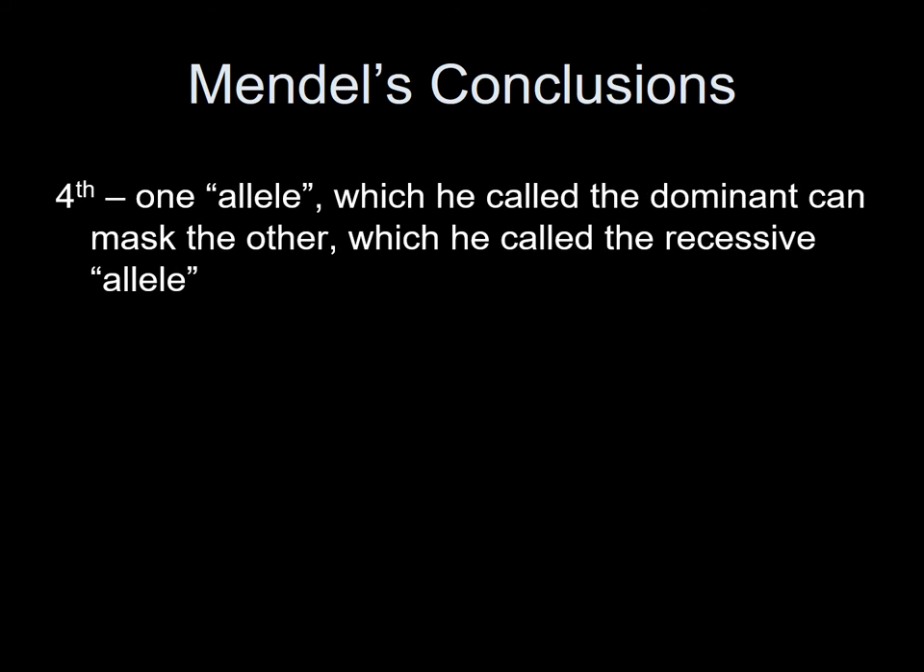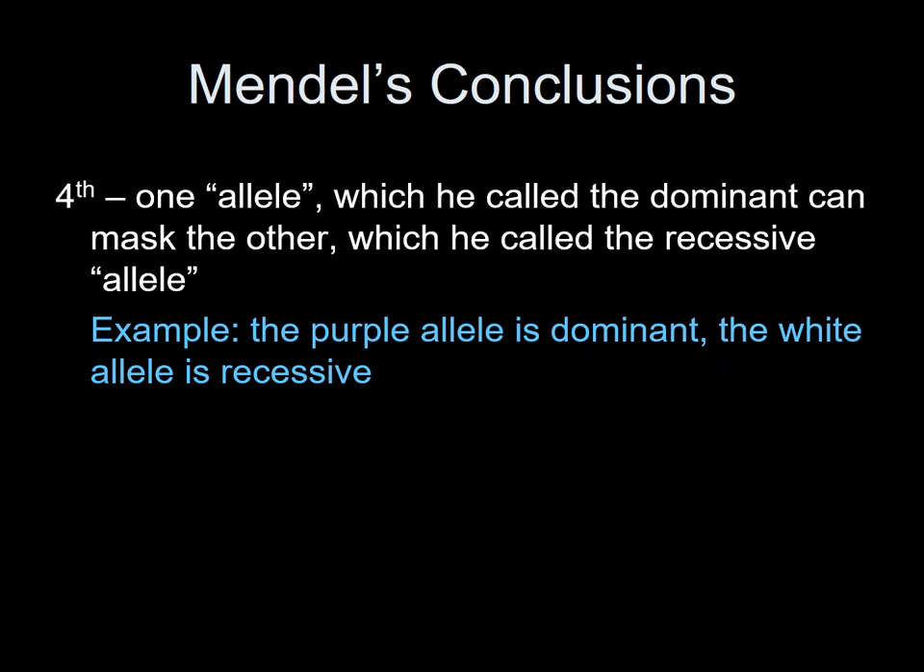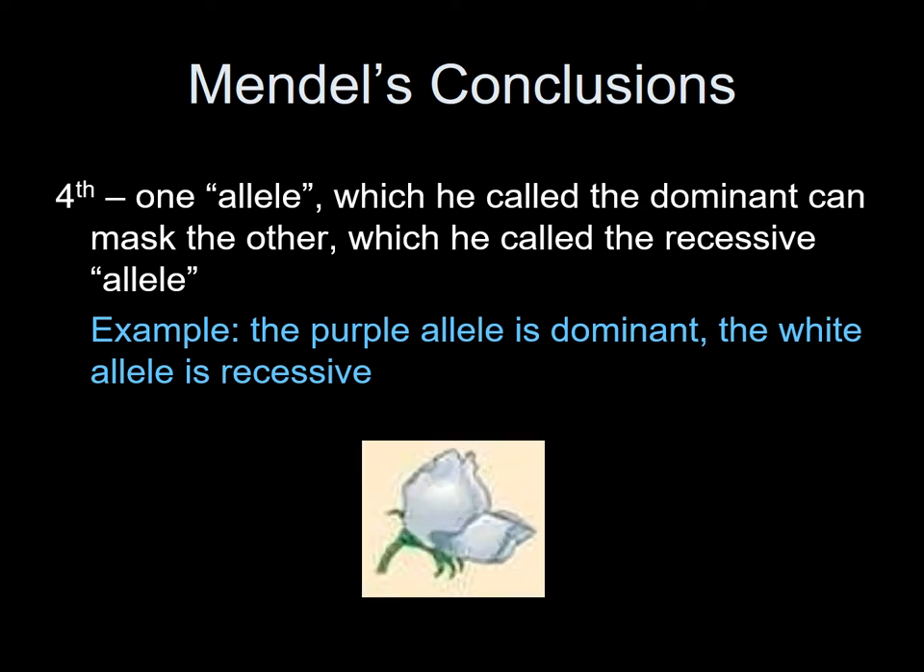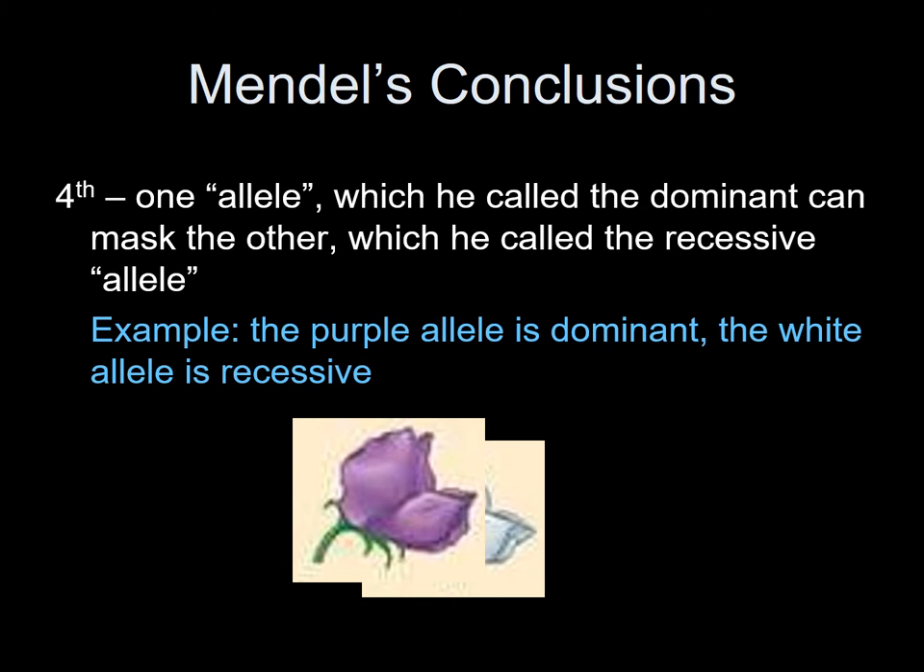And then he realized that one allele, which he called the dominant, completely masks the other, which he called the recessive. And this is actually the key for how traits can skip generations. It only works if one is dominant over the recessive. The purple is dominant over the white, so the white is recessive and the purple is dominant. That's oftentimes how you can tell from a pedigree chart if it's a dominant trait or a recessive trait. It's the recessive one that can disappear and then reappear. The white gets masked by the purple.